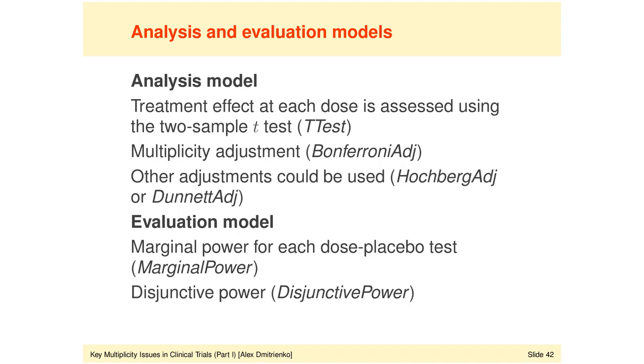When we proceed to the key elements of the evaluation model, the success criteria or metrics for evaluating the performance of the individual tests and the selected multiplicity adjustment will be evaluated using marginal power for each individual dose placebo test, and that is requested using the marginal power keyword, and also disjunctive power, which is once again the probability that at least one of the 3 dose placebo tests is significant. This one is requested by the disjunctive power keyword.